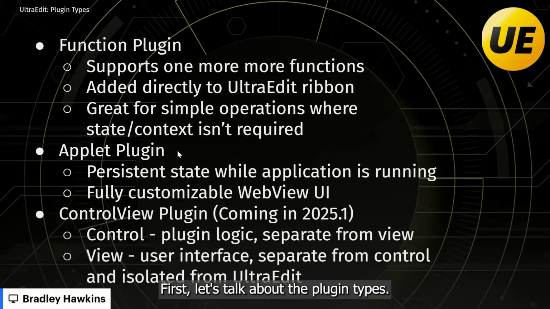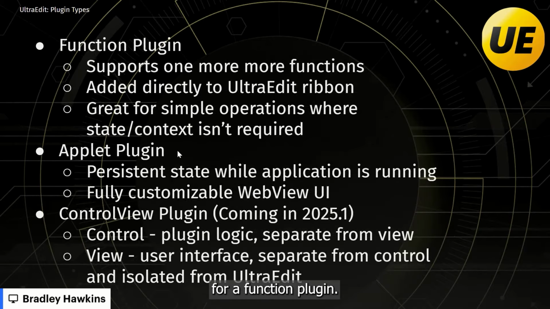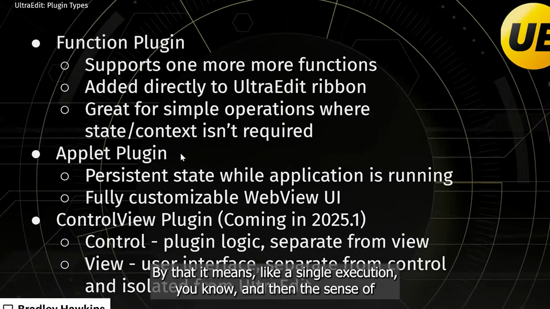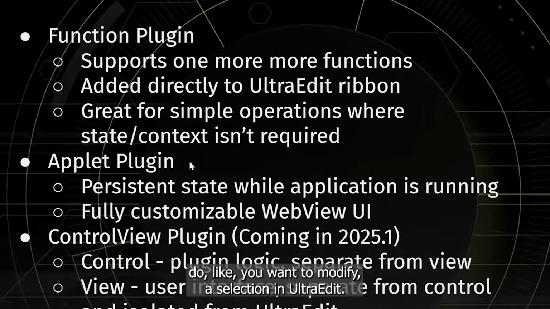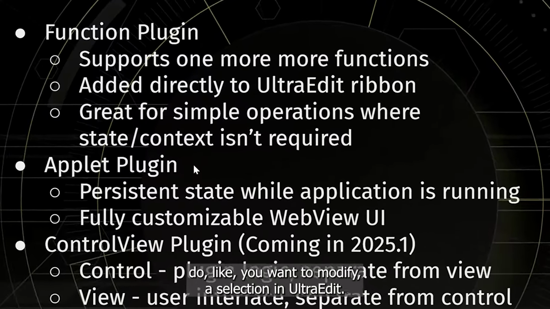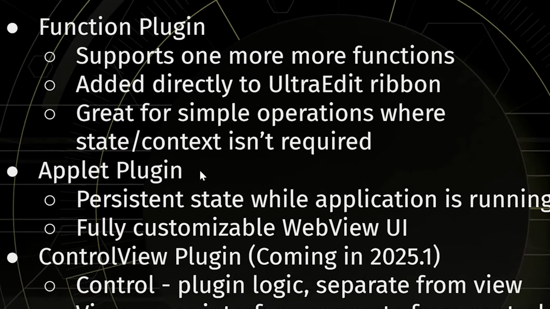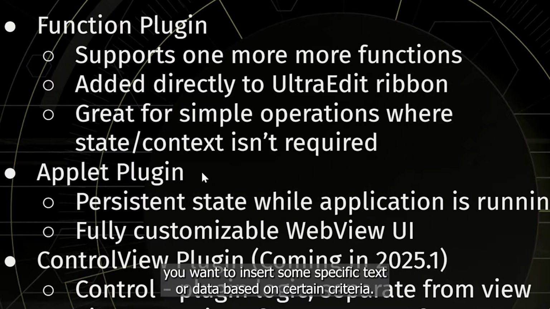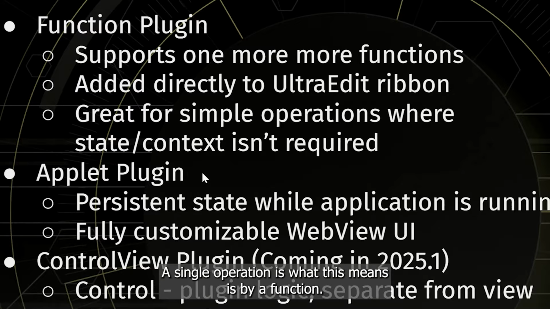First, let's talk about the plugin types. The plugin types we have are function, applet, and control view. A function plugin supports one or more functions. By that, I mean a single execution, in the sense of you've got something you want to do, like modify a selection in UltraEdit, reparse some part of your file, or insert some specific text or data based on certain criteria. A single operation is what is meant by a function.